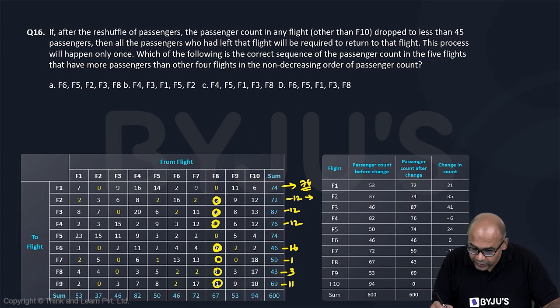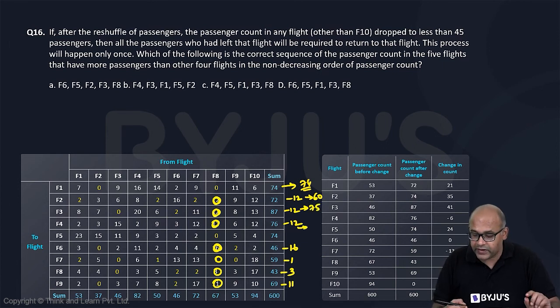Now, what happens to my F2 total? F2 total will be 72 minus 12, which is 60. Now, F3 total will be 87 minus 12, which is 75. Then my F4 total will be 76 minus 12, which is 64. F5 will remain as it is. It will remain 74. There is no change here.